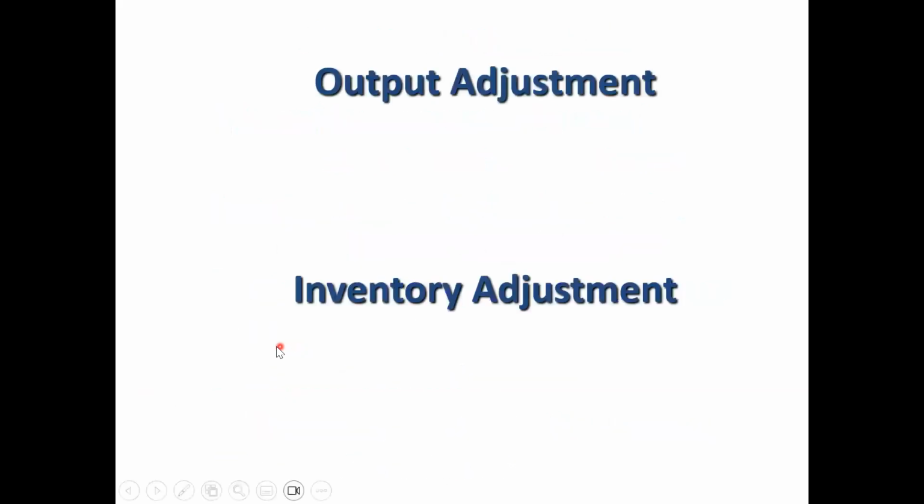The output adjustment and inventory adjustment. What if the inventories are lower than desired? If inventories are lower than desired, firms will increase production in order to keep up with sales. That means the output will rise.